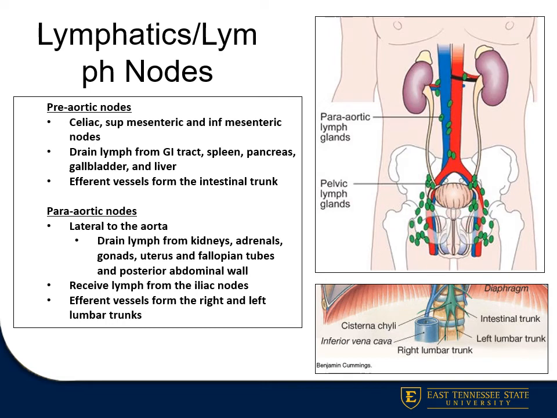Now there are also para-aortic nodes, and these are the nodes lateral to the aorta, and these are draining lymph from all the vessels that we just discussed supplying those organs. So the kidneys, the adrenal glands, the testicle, ovary, uterus, fallopian tubes, as well as the posterior abdominal wall and the iliac nodes. The para-aortic nodes are draining and receiving lymph drainage from that region.